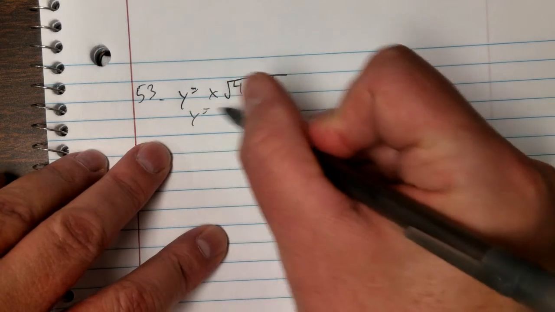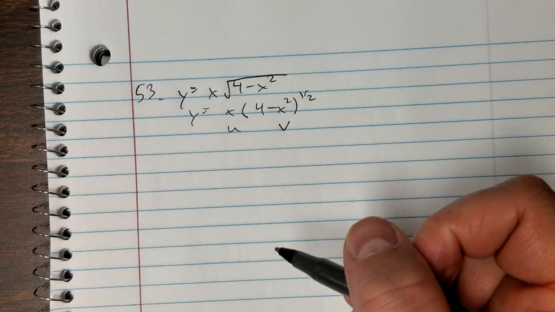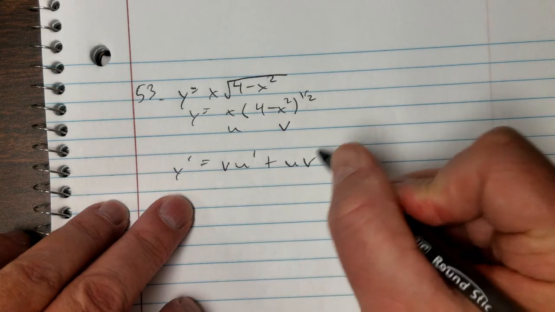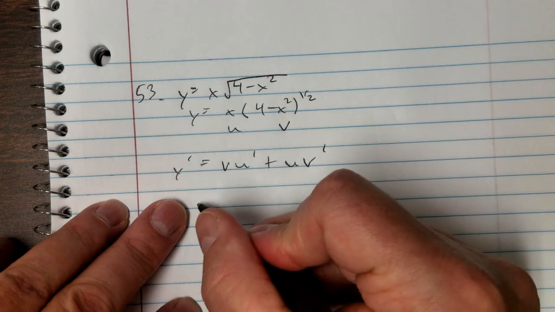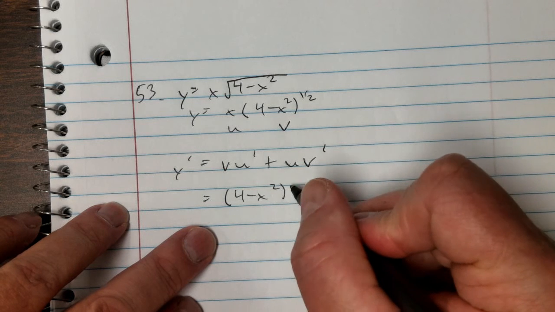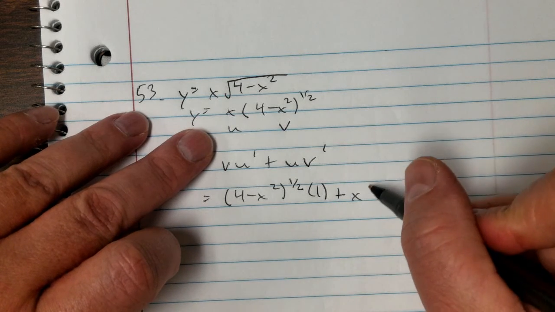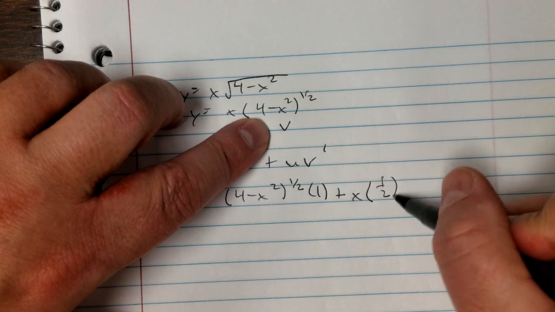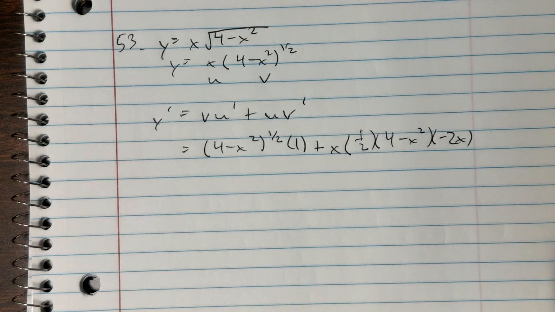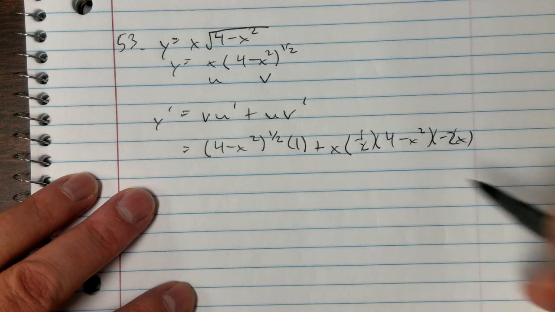So this is equivalent to x times 4 minus x squared to the 1/2, and so that's u, that's v. So your derivative would be v times u prime plus u times v prime. 4 minus x squared to the 1/2 times 1 plus x times 1/2, and then 4 minus x squared, and then negative 2x. And then we have to combine those. The 2's cancel.